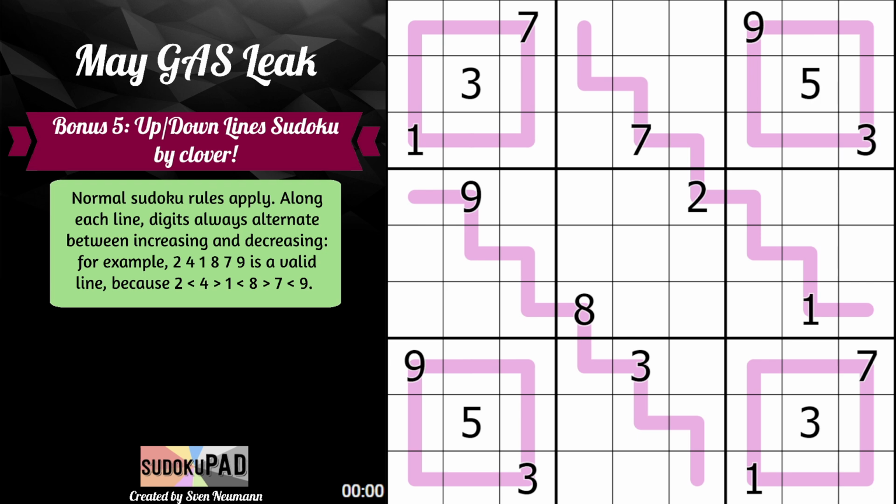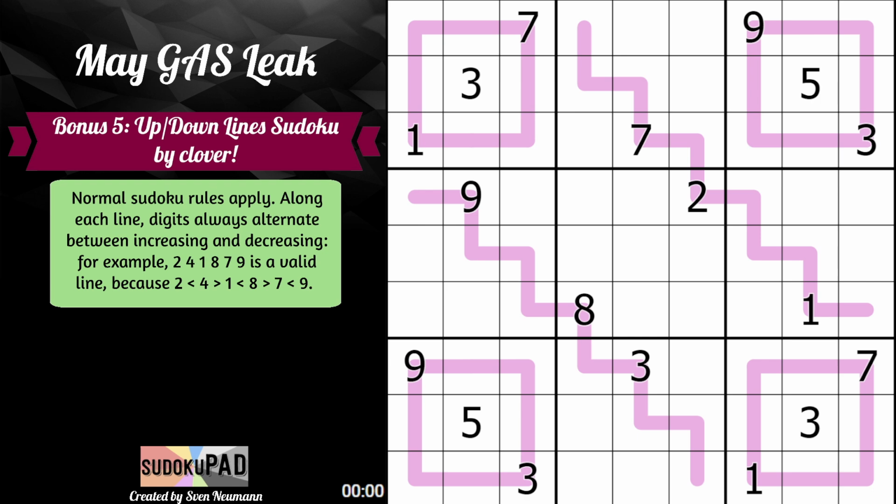So what's actually going on here? Well, if we look at the example, moving from 2 to 4, we are increasing. Moving from 4 to 1, we are decreasing. 1 to 8, increasing. 8 to 7, decreasing. And 7 to 9, increasing. So the same thing applies here along this line.